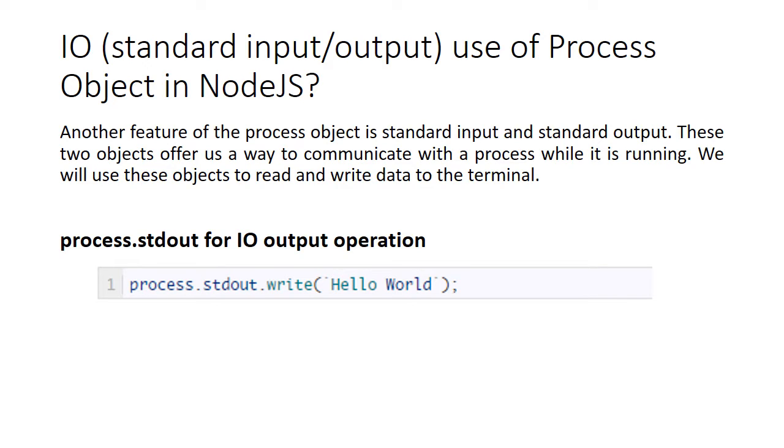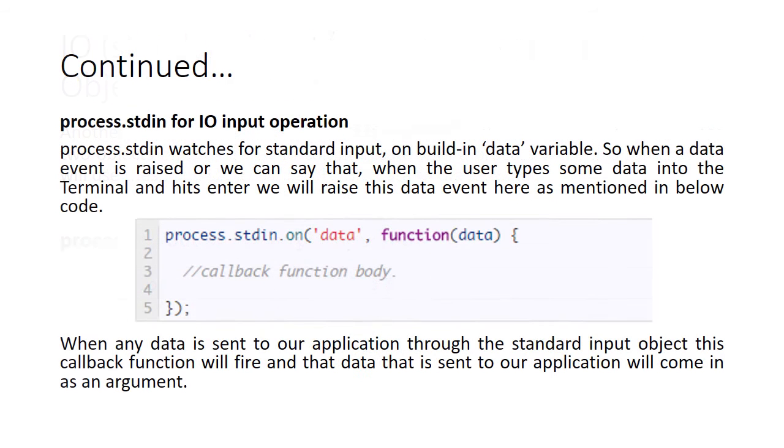Process.stdout is for I/O output operations. Process.stdout will display string output on the command line. Process.stdin is for I/O input operations. Process.stdin is for standard input, with a built-in data event.